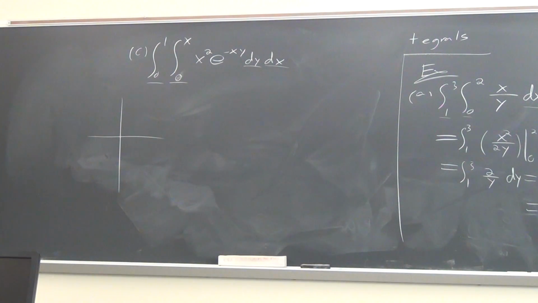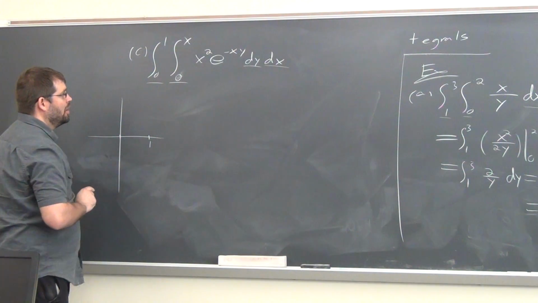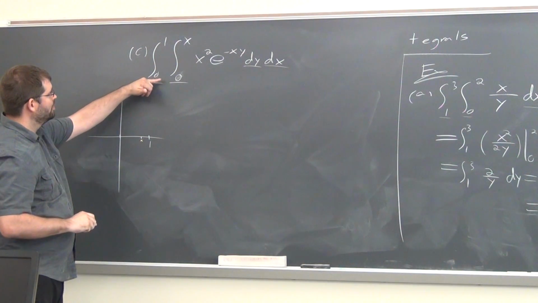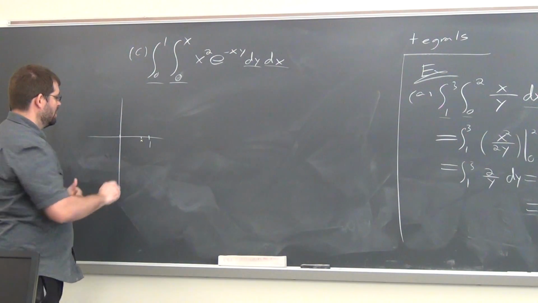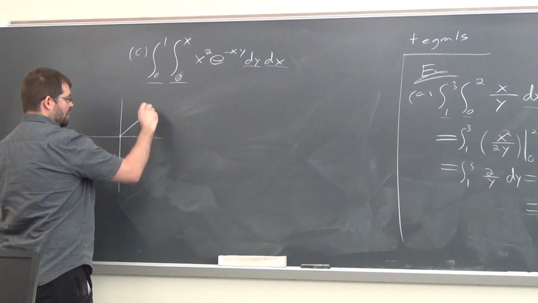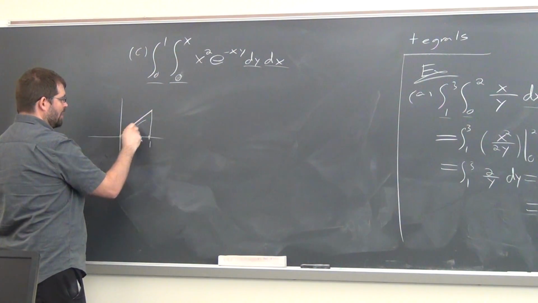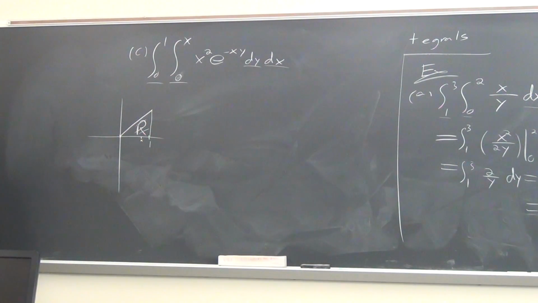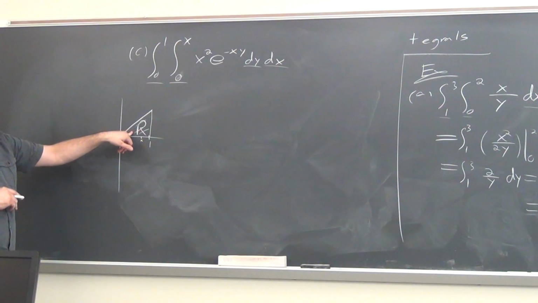So start on the outside. Where does the x go from? 0 to 1. So x goes from 0 to 1. And then for every x, where do the y's go from? From 0 to that x. So what's y equals x? A straight line, right? And you go from 0 until you hit there. So we're talking about this region inside there. Let me just call that R. Does that make sense?